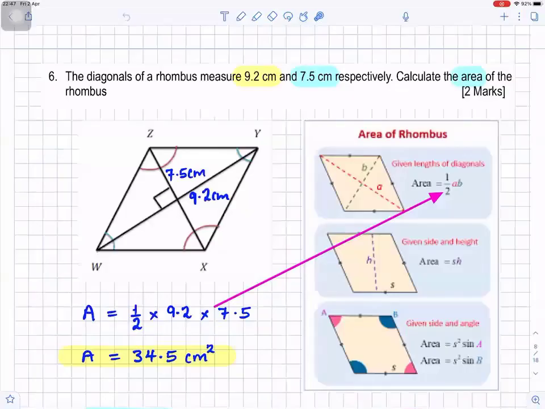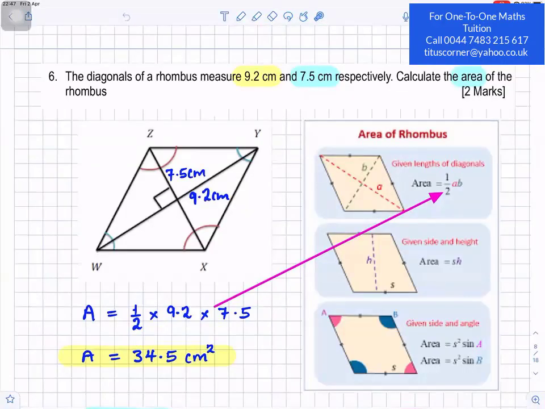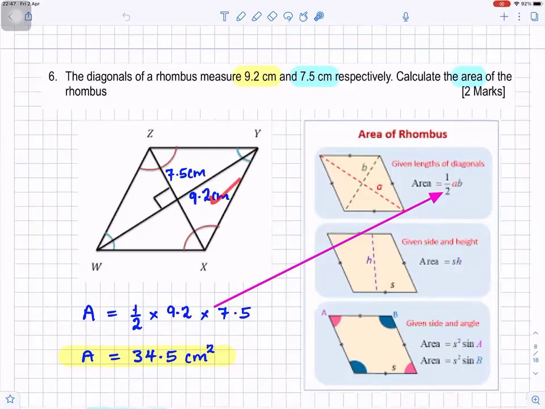Welcome back. Question number 6. The diagonals of a rhombus measure 9.2 centimeters and 7.5 centimeters respectively. Calculate the area of the rhombus. I've put here on the right hand side the formula to find the area of a rhombus. Area is half times A times B, where A and B are the diagonals. And below is another formula for the area of a rhombus. We're going to use the first one at the top. So I've drawn the rhombus there, 9.2 and 7.5. So the area is half times 9.2 times 7.5. It gives you 34.5 centimeters squared.